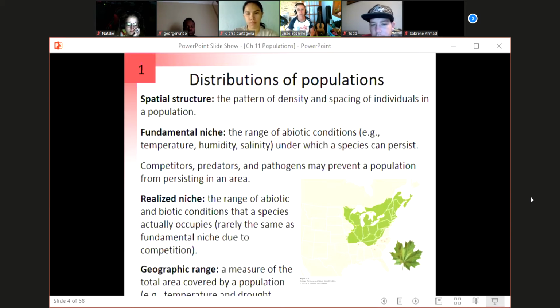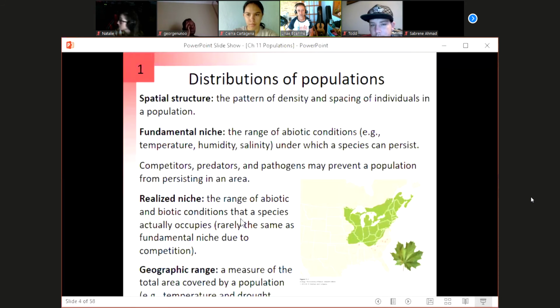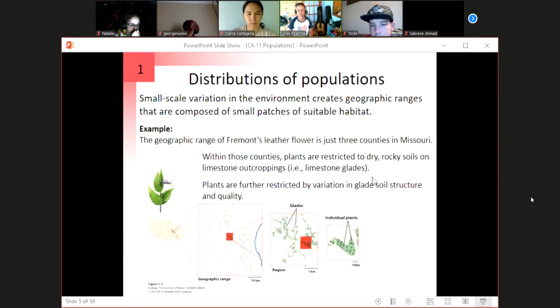So this fundamental niche is going to then dictate the geographic range, which is the area where a species can be found, right? We're not going to find dolphins in the desert. So that's one thing: a measure of the total area of where they could be found, and that area is going to be defined by the conditions that they can use to survive.